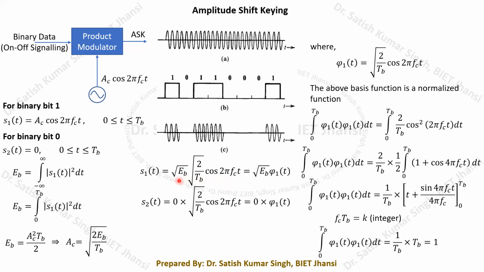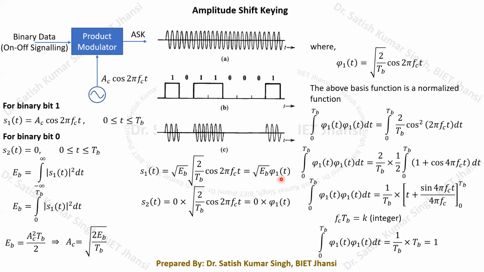So I have just taken root EB out of this root, and a little modification I have done, and then we have got this particular expression: root EB and root 2 upon TB. I'm keeping this root 2 upon TB multiplied with the cos 2 pi FCT, and I am keeping this root EB outside the root. Now I am trying to rewrite this expression in the form of root EB multiplied with phi 1t.